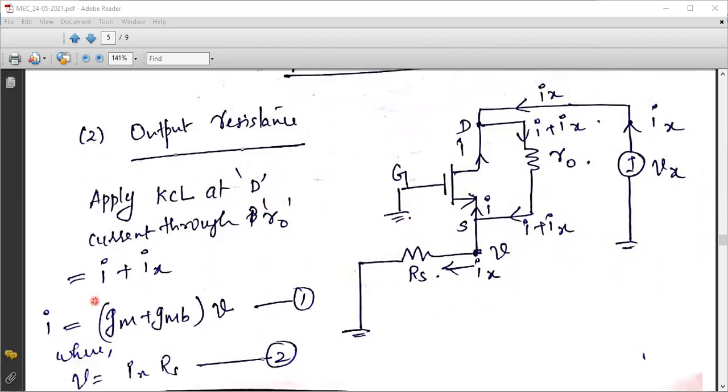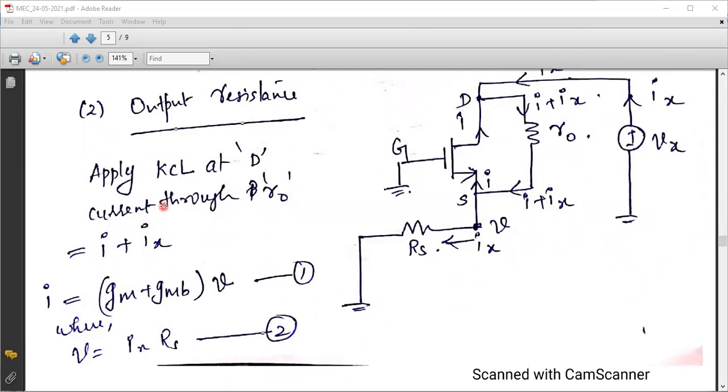Okay. So first, let us write the current flowing through R0. The current flowing through R0 is I plus Ix. And already we know the value of I as per our previous discussion. The current through the transistor is defined as (Gm plus Gmb) into VGS. But here the source voltage is V. In the previous case I had taken it as Vin, now I have taken it as V. That's all. So (Gm plus Gmb) into VGS is equivalent to V, because the gate is grounded and the source voltage is V.